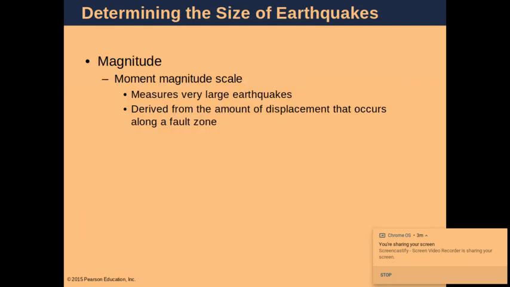The last one is also magnitude, and we call it the moment magnitude scale. This is used to measure very large earthquakes. They decided they needed something different because the other scales didn't adequately measure very large earthquakes. What this does is determine the amount of energy based on the amount of movement of the plates. As you can imagine, if you have two plates and they move a decent amount, you can calculate how much energy is released by that movement just by getting the amount of mass and the amount of displacement. So that's how they do the moment magnitude scale.